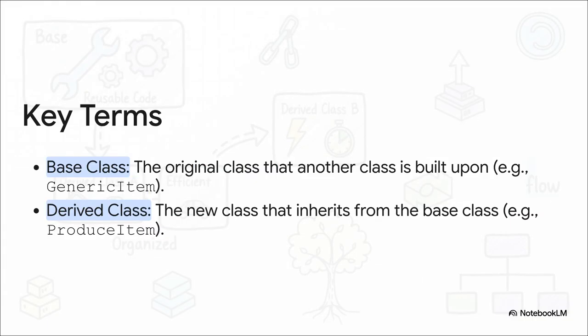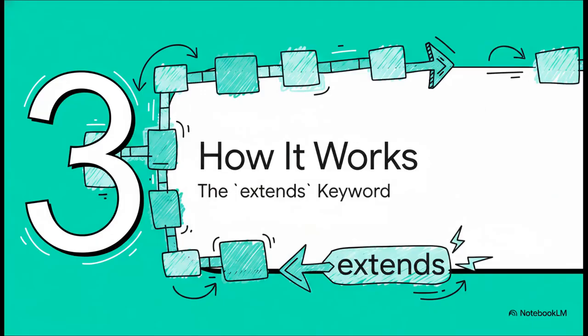Okay, let's lock in two key terms so we're all on the same page. The original class, our generic item, we call that the base class. Think of it like the parent or the foundation. The new, more specialized class we made, produce item, is the derived class because it derives all its basic features from that base.